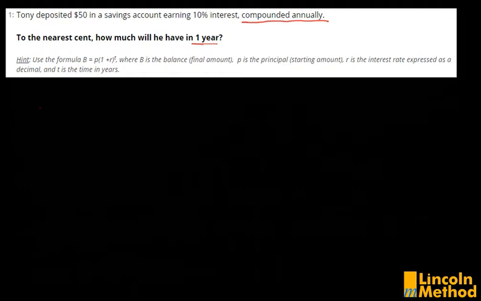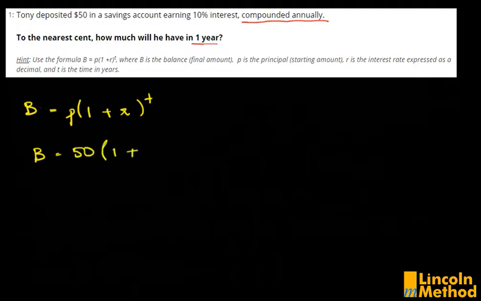Now again, we've been given the formula, so it's a lot easier to know what we are really supposed to do. So let's write this down here again. P(1 plus R) to the power T. And let's start plugging in the values. We need to find out B, which is the balance. And the principal that is given to us here is $50.